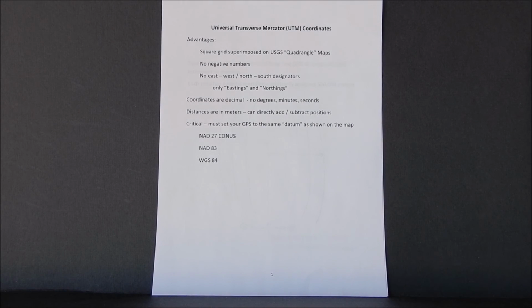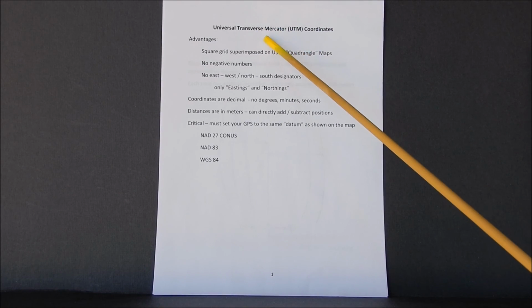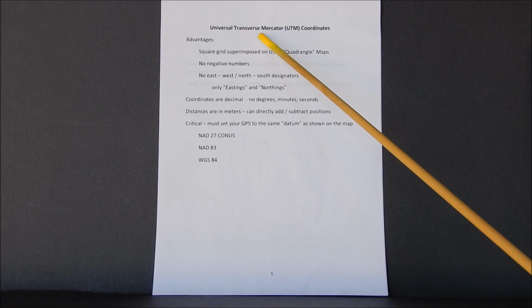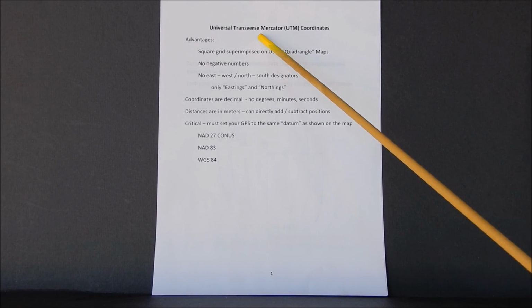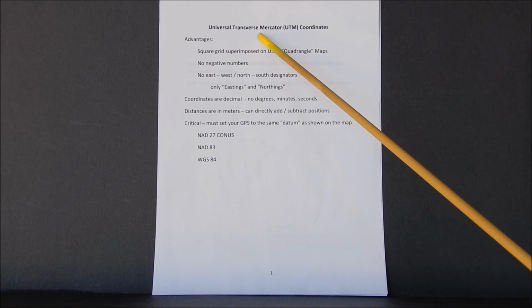Because I'm constantly showing you the maps at the end of my hikes, I thought I would explain a little more detail about the coordinate system that is used on those maps. It's called Universal Transverse Mercator, or UTM Coordinates. It's basically a metric system.